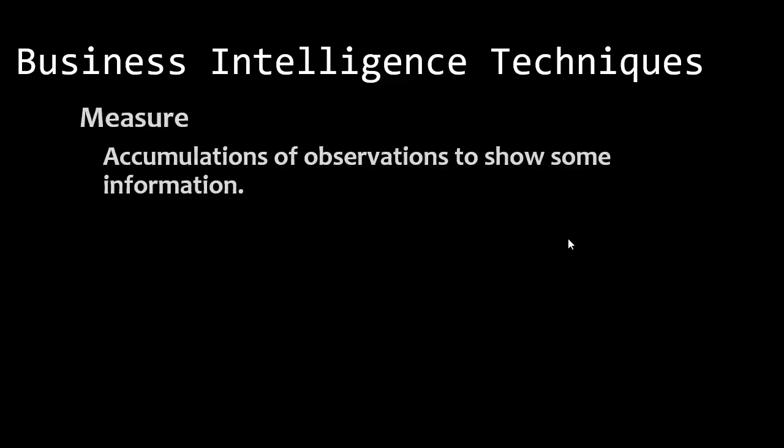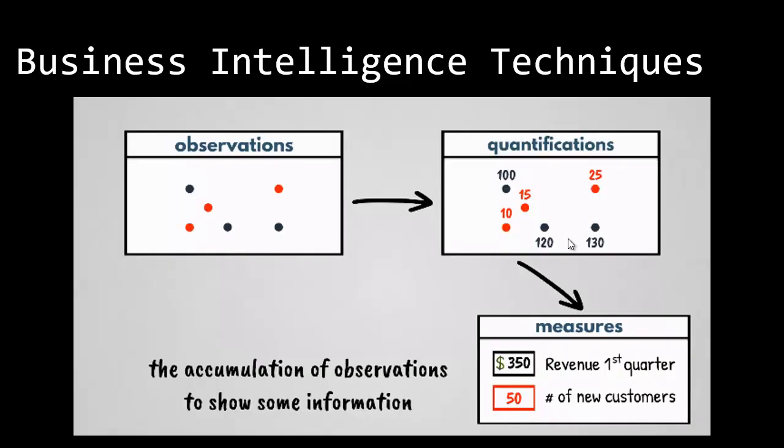The next piece is we have all these numbers, but what do they mean? That's where measurements come in. So, accumulation of the observations to show some type of information. If we take our slide I have here and continue on, if we added all this up, accumulated, if you will, our first quarter revenue was $350 and we got 50 new customers. That's a measurement. Now we have something. We have a measurement. This is what we got. And we can use this measurement to look at things from previous time and so on. Does that make sense? And compare in those types of pieces.